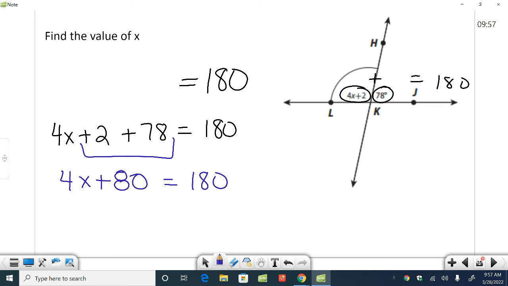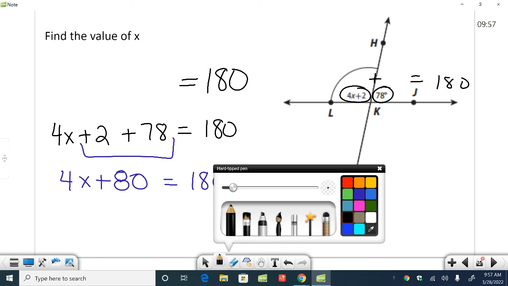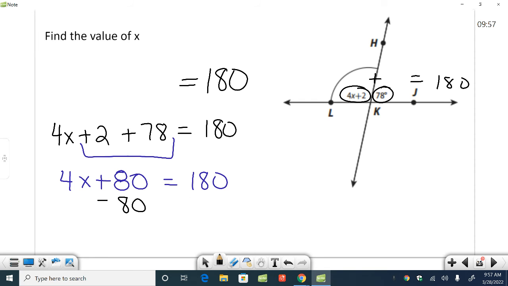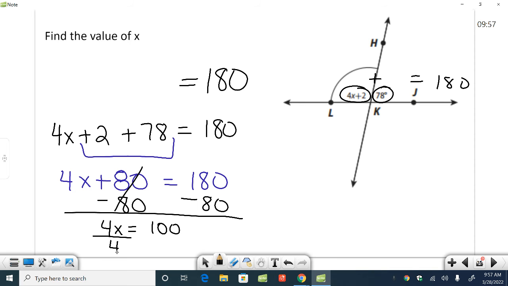And then now you solve this just as you would a two-step equation. We're going to subtract 80 from both sides. And what do you get? 4x equals 100. And then what do you do next? You divide it by 4 to get rid of the number in front of the variable. And when you do that, you get x equals 25 degrees.